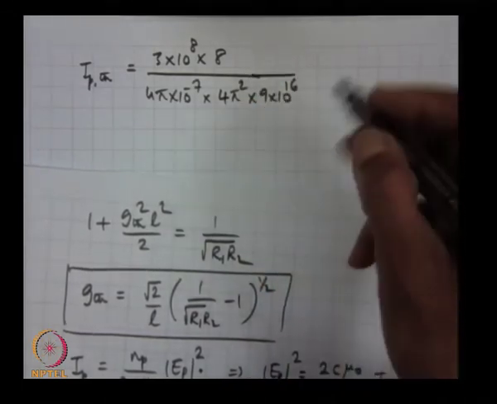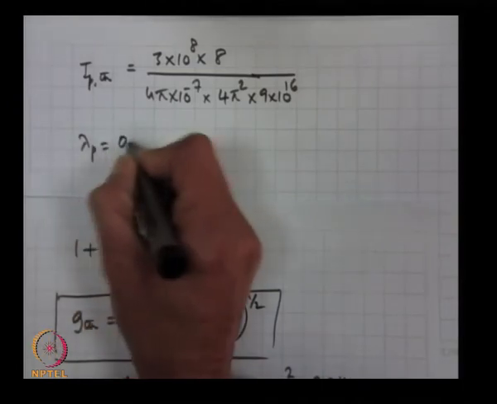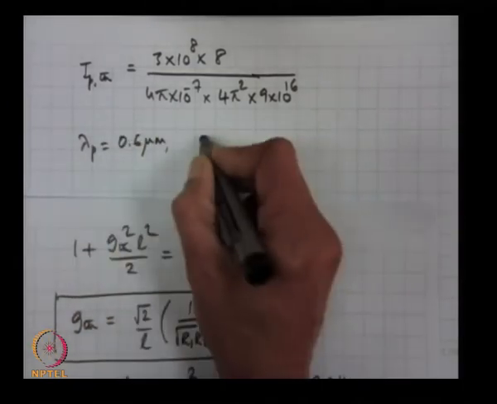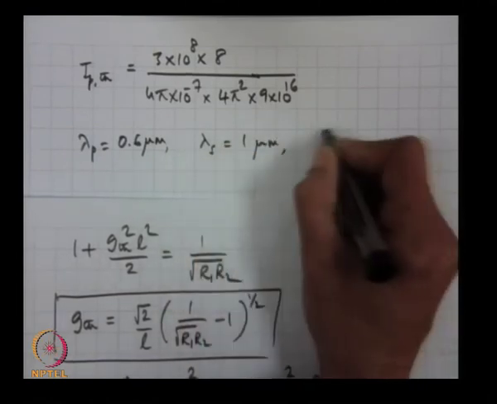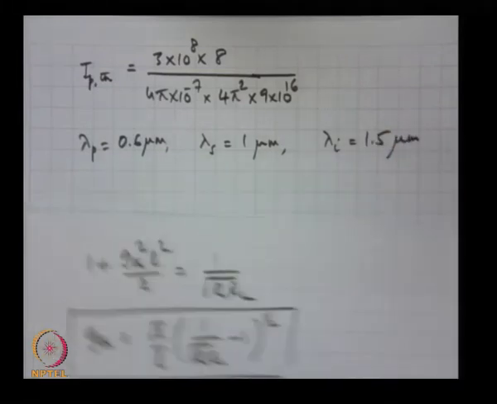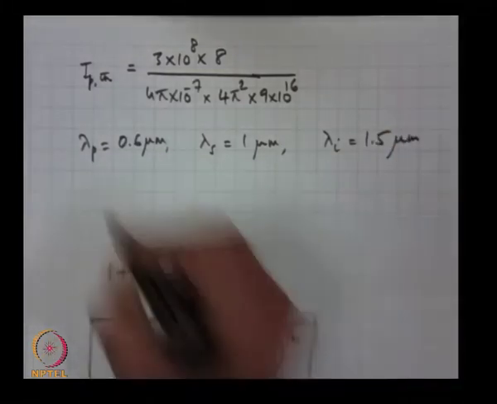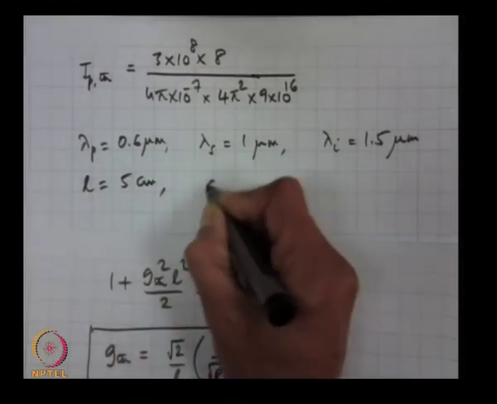I'll substitute lambda S lambda I. So let me assume lambda P is equal to 0.6 micron. This is the same number we had used last time. Lambda S is 1 micrometer and lambda I comes out to be 1.5 micrometers. And let me take a length of 5 centimeter. And what is the approximate value of D?